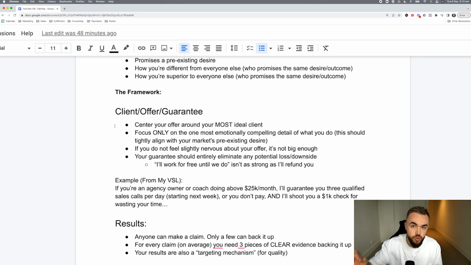Basically, when you create your offer, in your market, you might have multiple people that you can help, right? Whatever industry you're in, maybe you can help somebody who's at 10K a month, you can help somebody who's at 20K a month, and you can help somebody who's at 50K a month. Okay. The offer, though, should only be centered around the person who's at 50K a month.